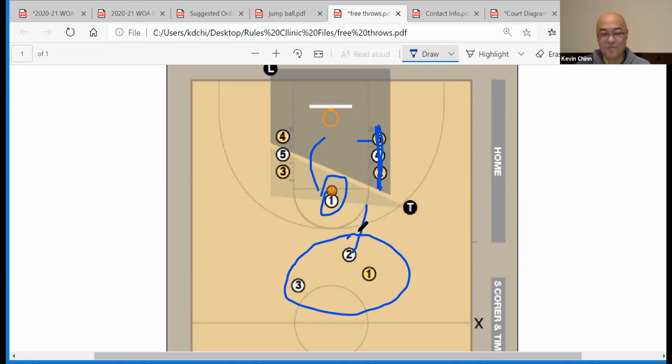By rule, any player at the free throw line extended and outside the three-point line must wait until the ball hits the rim before they can break the plane. All right. So we have 5 breaking in, which is on the other team. Then we have 2 breaking the plane. We have a double violation. Okay. So here, does everyone understand that?